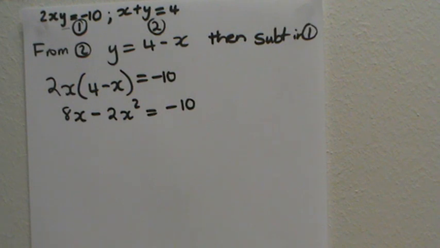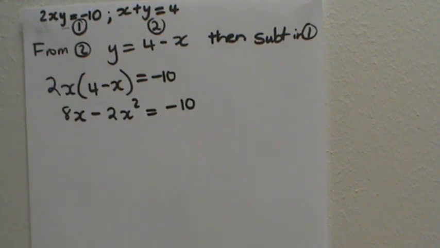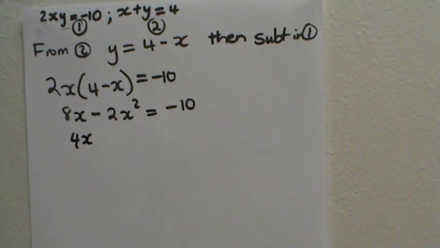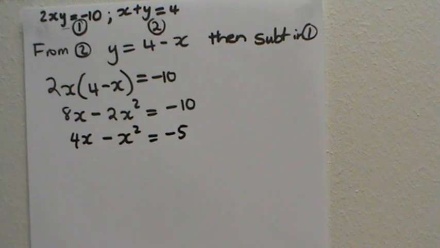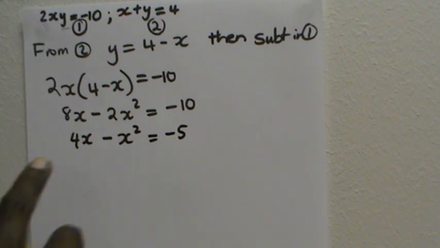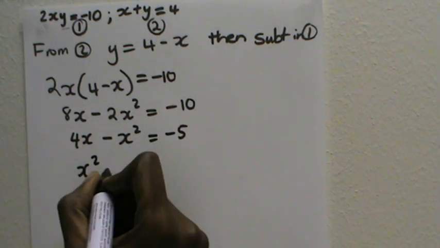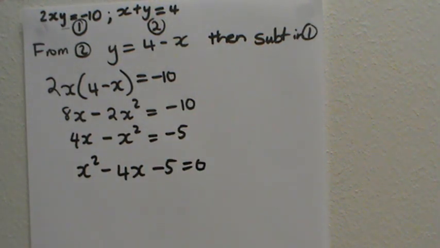It's up to you. Now before I do that, I noticed that all these coefficients, these 8, 2, and this constant term here, minus 10, they're all divisible by 2. So I'm going to divide everything by 2 just to make my work easier. So I will have 4x minus x squared is equal to minus 5. Okay, then quadratic equation, everything on one side, 0 on the other side. So I'll take this to that side. So this is x squared minus 4x minus 5 is equal to 0. So I brought everything to one side.